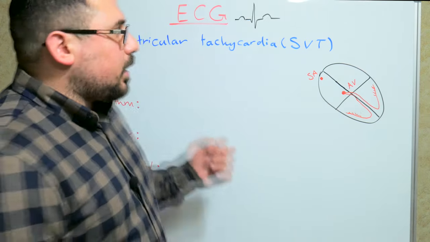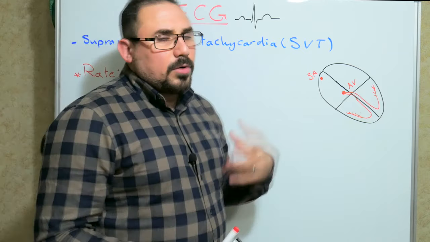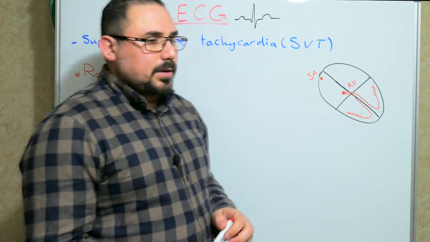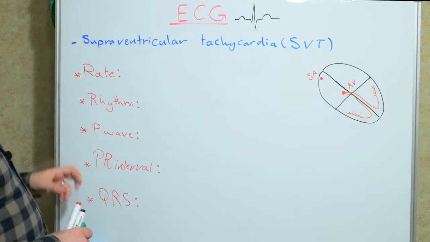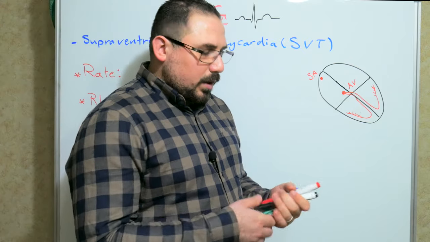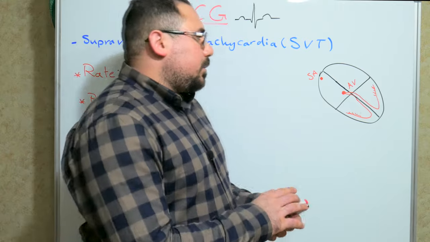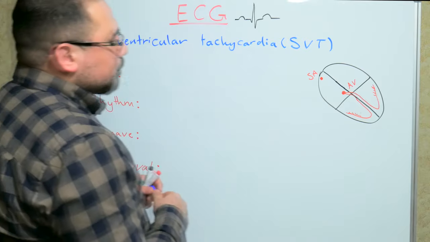The name of the arrhythmia is supraventricular tachycardia, SVT, or paroxysmal supraventricular tachycardia. Before I start writing everything, I have to explain the mechanism behind this type of arrhythmia. Well, there are a lot of stories about the mechanism of this arrhythmia and why it's called supraventricular. I will explain it now.